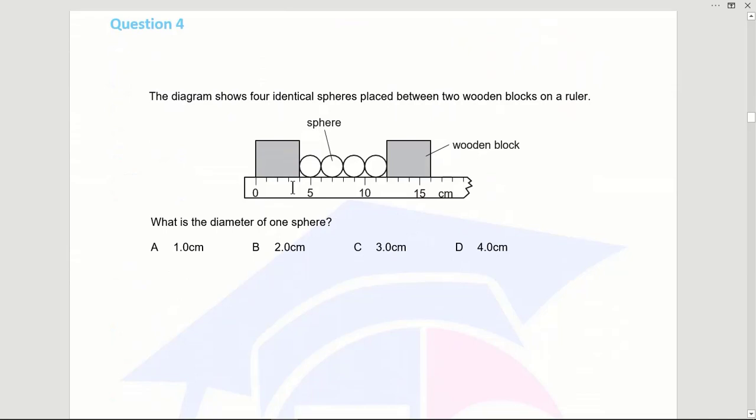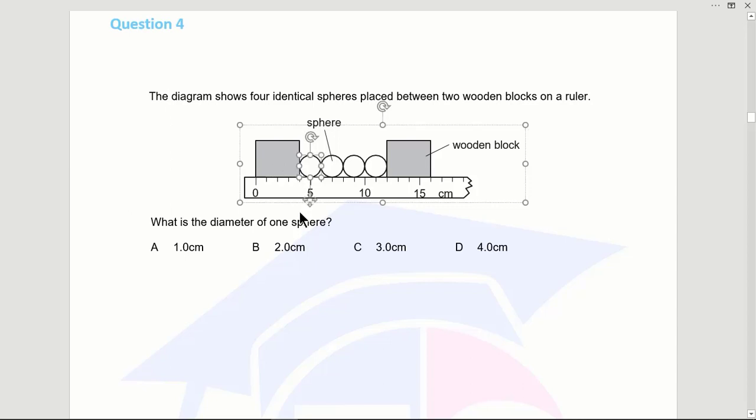Here again, this type of question we already discussed in the theory. For example, if you are given these spheres and you have to find the diameter of one sphere, first of all, please see the unit. What is the unit here? Centimeters. For example, this is 0 centimeter, 5 centimeter, 10 centimeter, 15 centimeter. Now you're going to see this one. What is the starting point from here? That is 4. Got it?